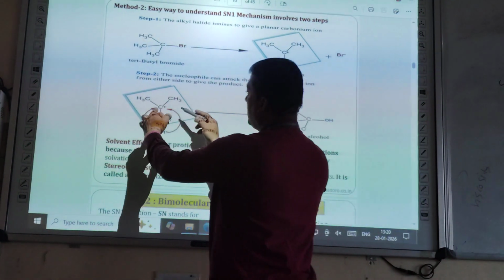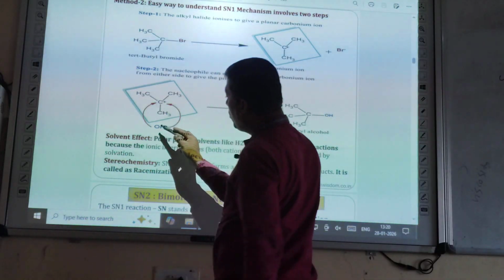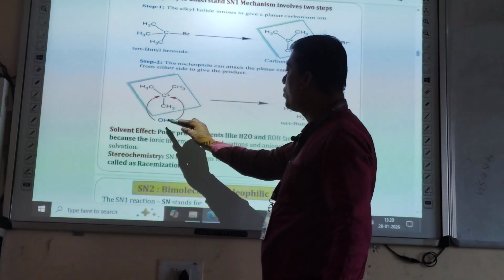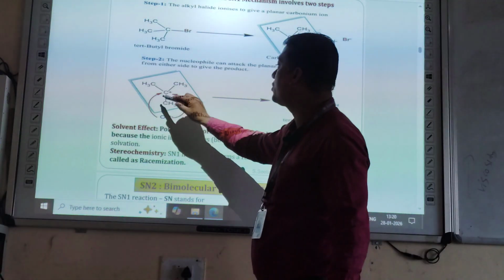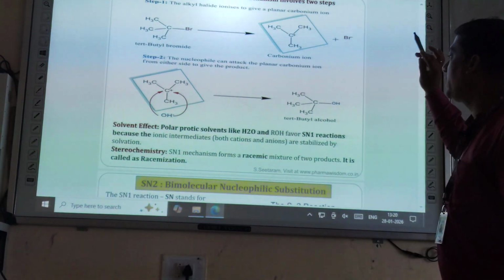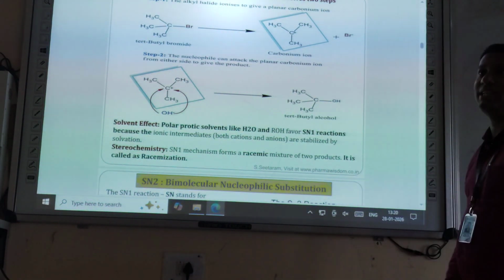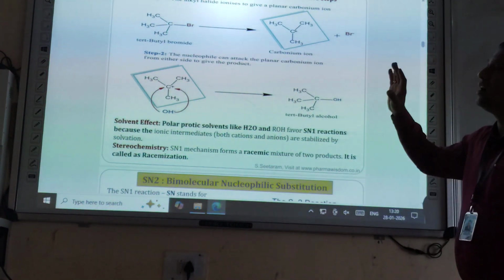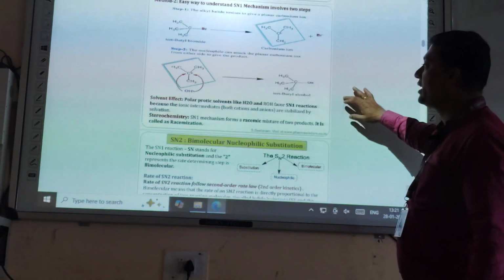Then in step 2, the nucleophile can attack the planar carbonium ion from either side to give the product. This is the positively charged carbon, and this is the nucleophile, O minus. It will attack from both sides of the carbocation to form tertiary butyl alcohol. This is the easy way of understanding the SN1 reaction. It involves 2 steps.